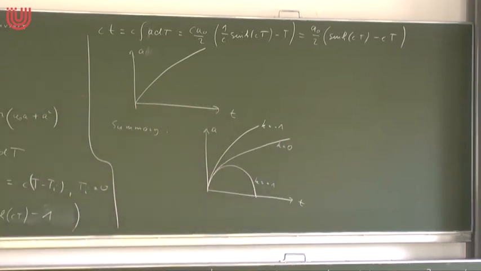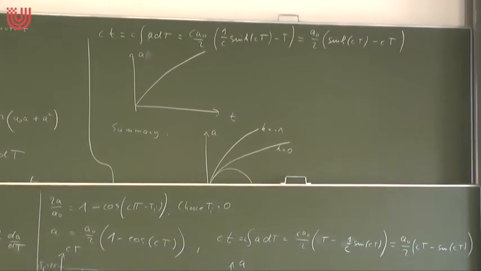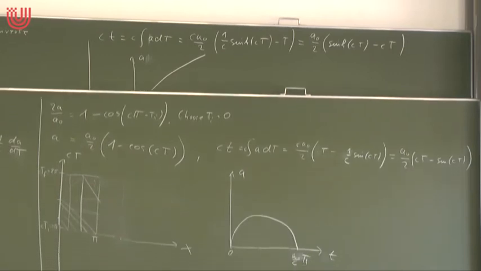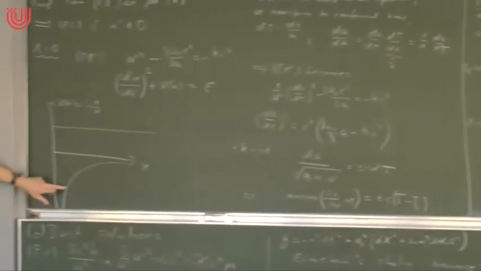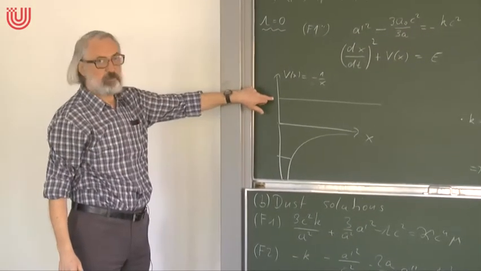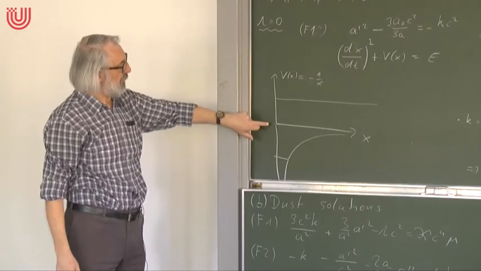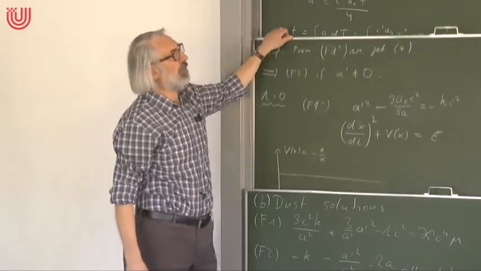And this is exactly the behavior which we have already written from this analogy with mechanics, right? Where's the picture? Yeah. So that's the cycloid. It starts at 0, reaches a maximum, goes back to 0. That's the ever expanding case k equal -1, and that's the ever expanding case k equals 0, the borderline case.